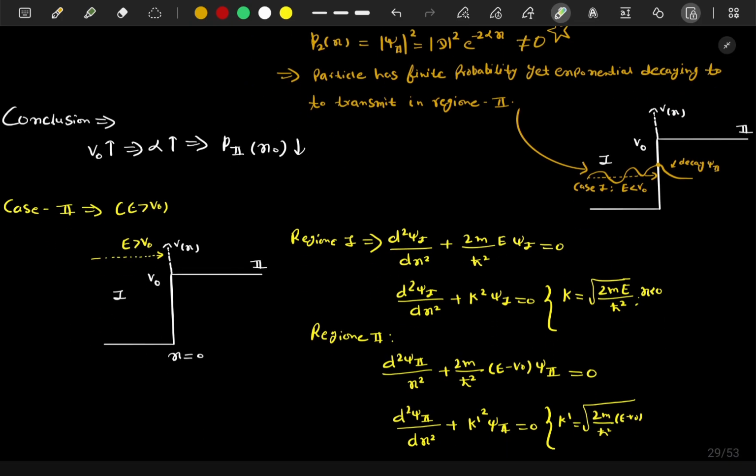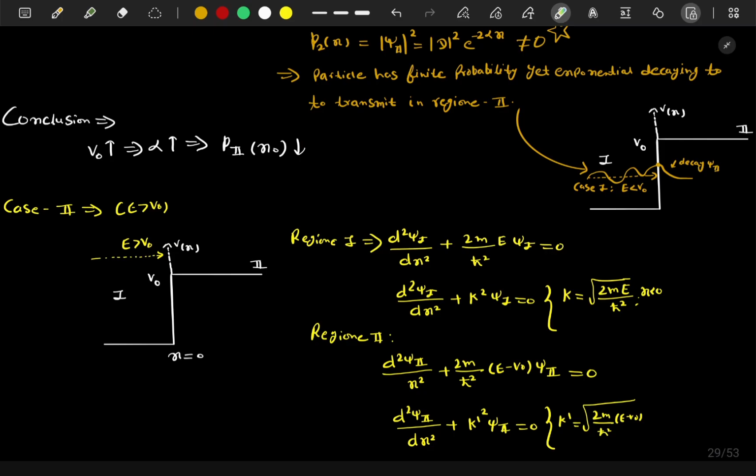Now the conclusion is: whenever we are increasing V0, what are we increasing? We are increasing alpha. Whenever you increase alpha, what will decrease? It will decrease the probability of the particle being in the second region. So this is the dependence of the probability of finding the particle in the next region on V0.